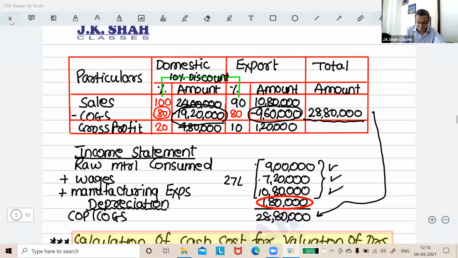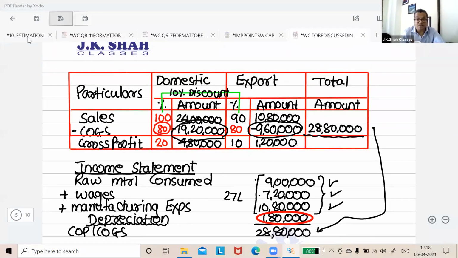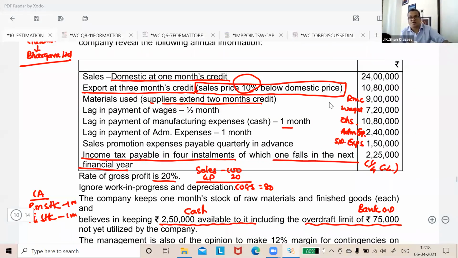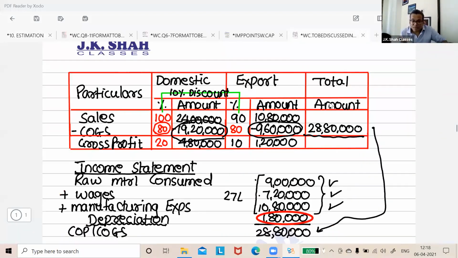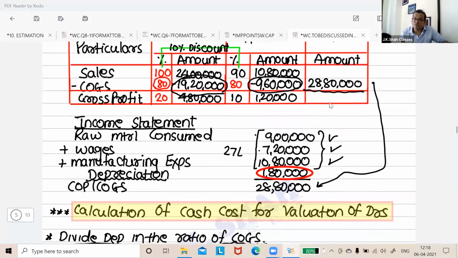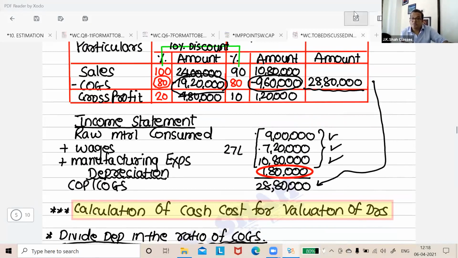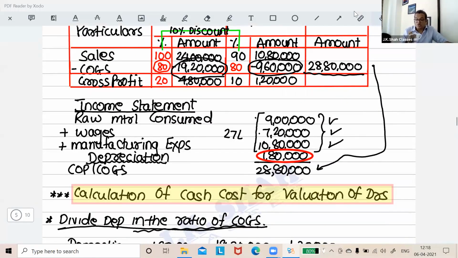Go to the question. Check things which you have marked. Raw material consumed given. Wages given. Overheads given. Now admin given. Selling given. Guys, these given items don't come in the trading account. Please respect the trading account. So raw material, wages and manufacturing are right. Then the total should be 2880, the total COGS. But that's not so. The total of these three comes only to 27 lakh.